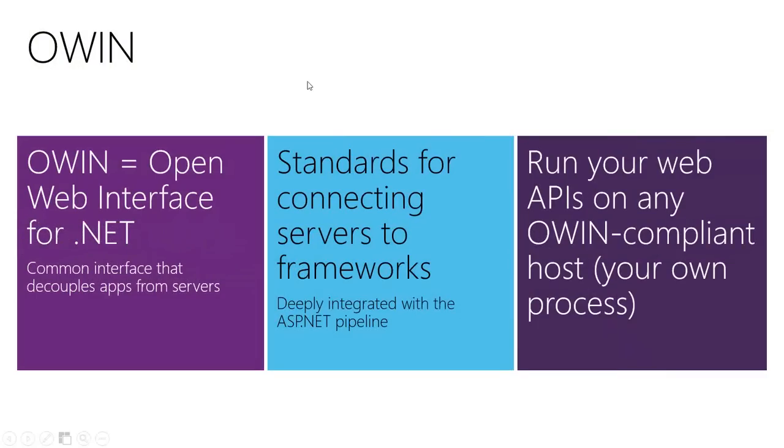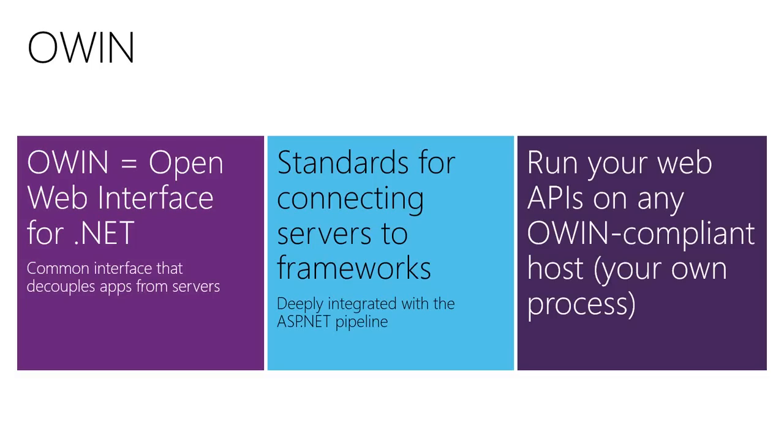And let's talk about some of the other things that are new. So Owin, this is kind of interesting technology. Basically, it's a standard for connecting servers to frameworks. What that means is that you could basically run your APIs on any Owin compliant host.